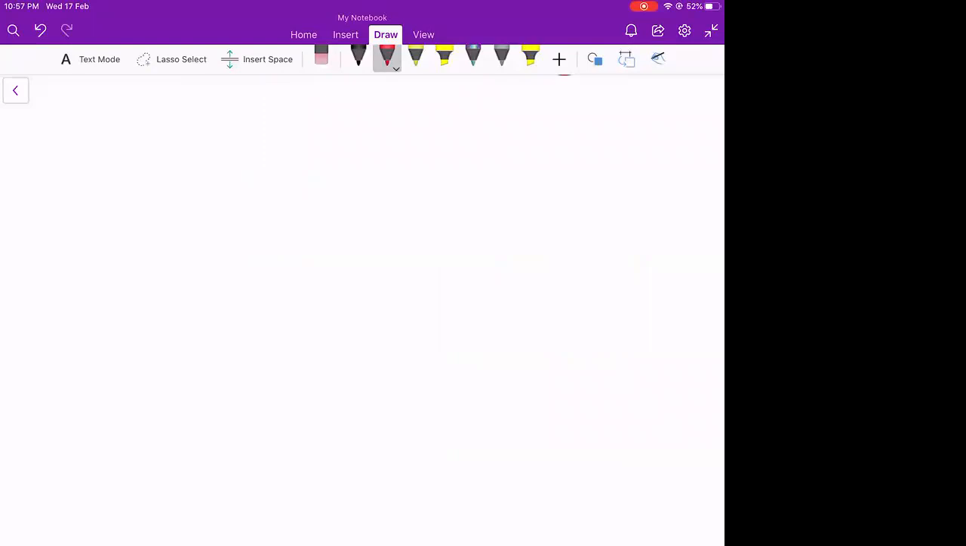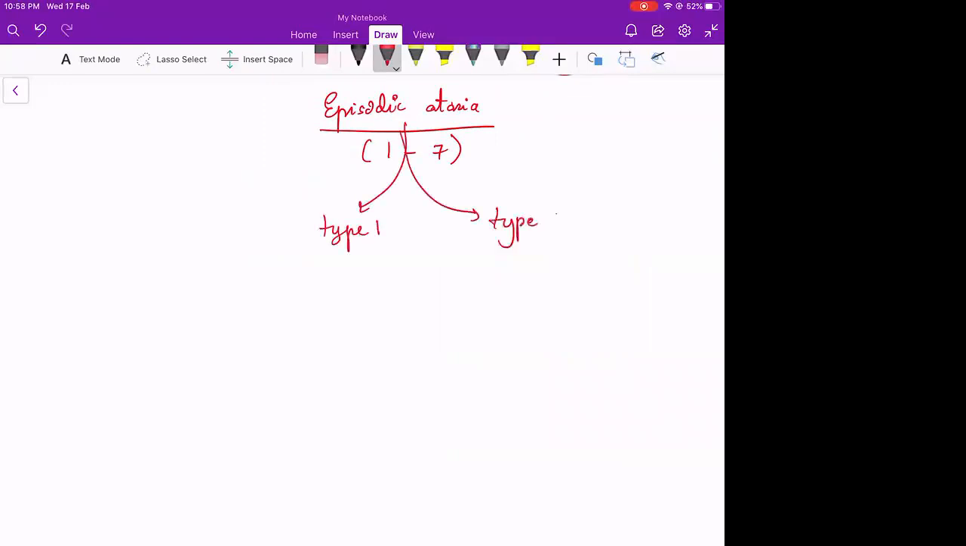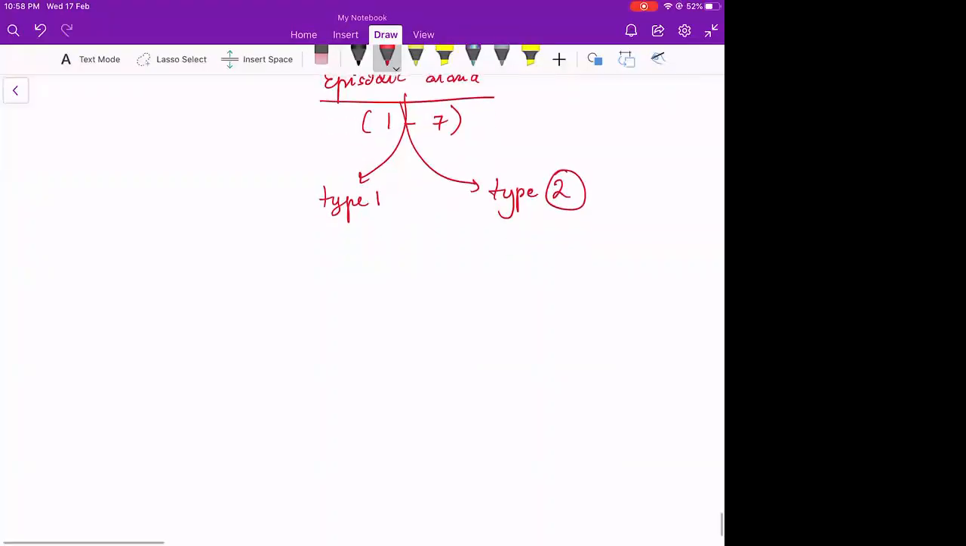We have completed the important spinocerebellar ataxias. Next we will be dealing with episodic ataxia. Episodic ataxia has types 1 to 7, but the important types to remember are type 1 and type 2. Here the patient will have cerebellar symptoms. It is autosomal dominant, and the particular gene affected here is the KCNA1 gene.